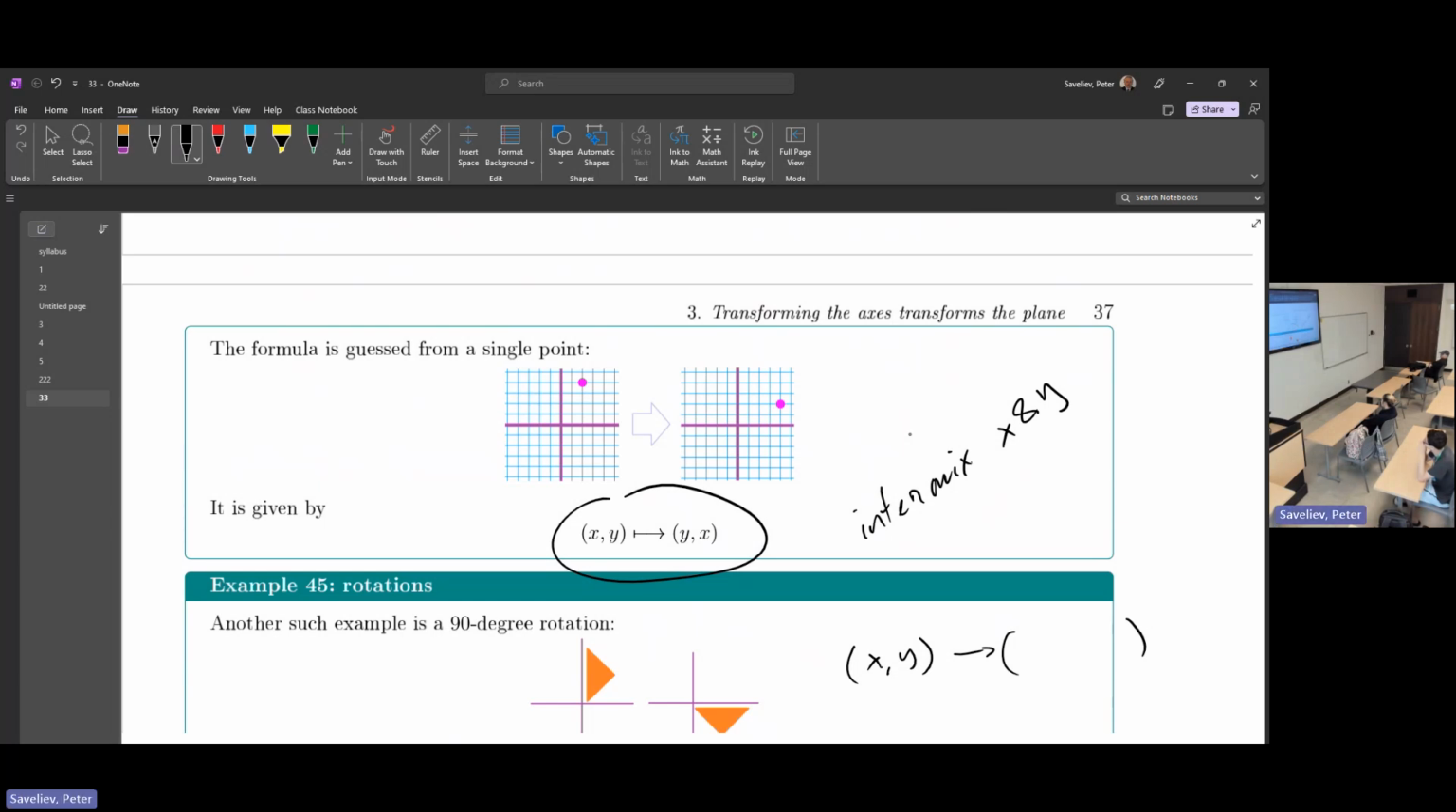Well, ask yourself, where does x go? What happens to x and what happens to y? Do you see the intermixing here? The flat part of the triangle used to be on the y-axis, now it's on the x-axis. Okay, so what does it tell you?